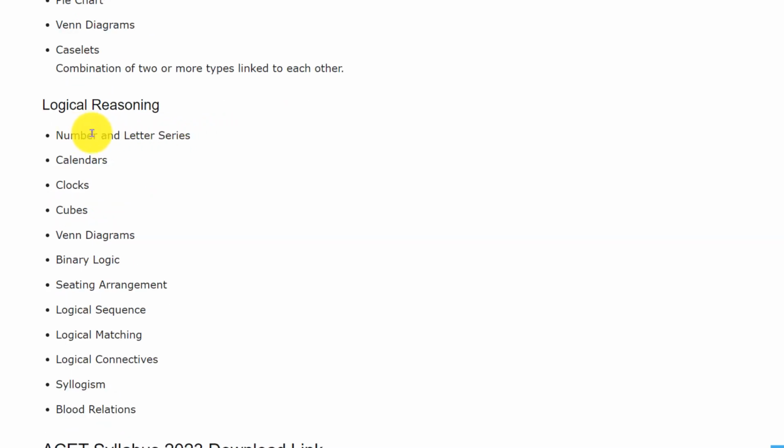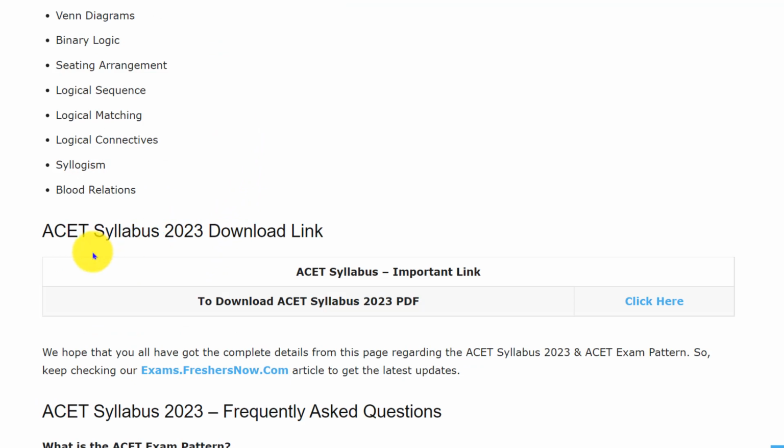The next section is logical reasoning. The topics are number and letter series, calendars, clocks, cubes, Venn diagrams, binary logic, seating arrangement, logical sequence, logical matching, logical connectives, syllogisms, and Bradley ratios. This is all about the syllabus and exam pattern of ACET 2023.